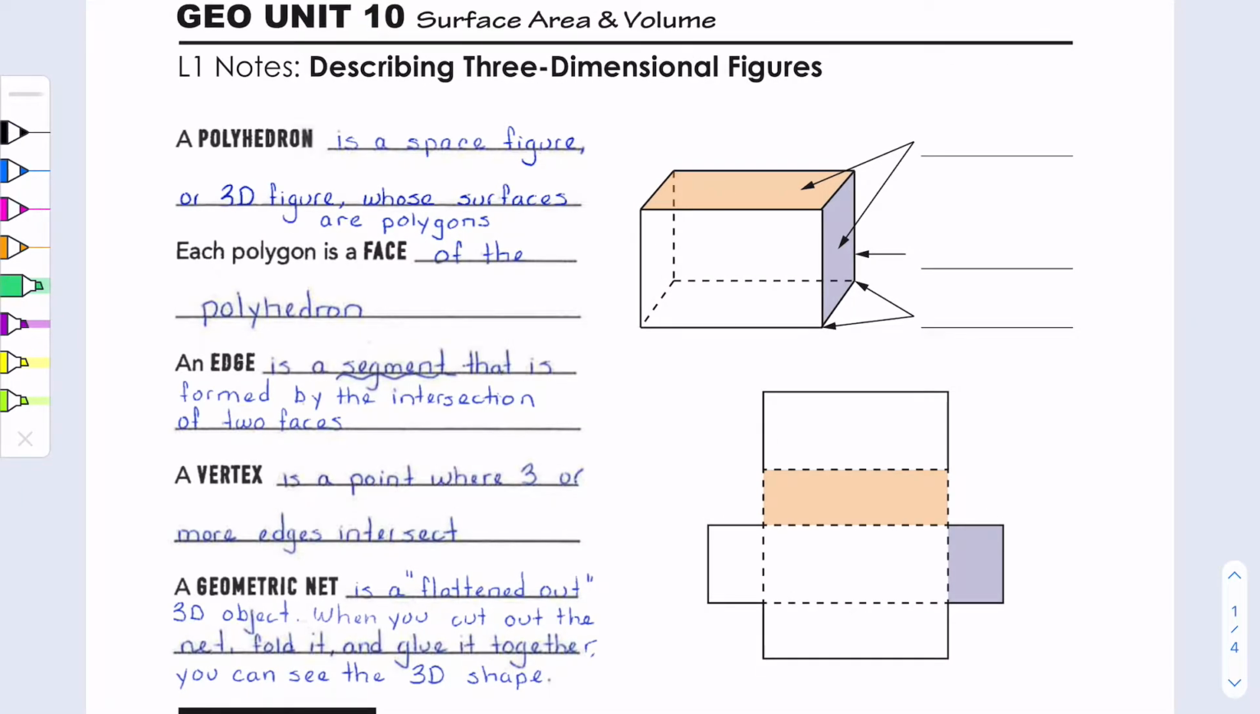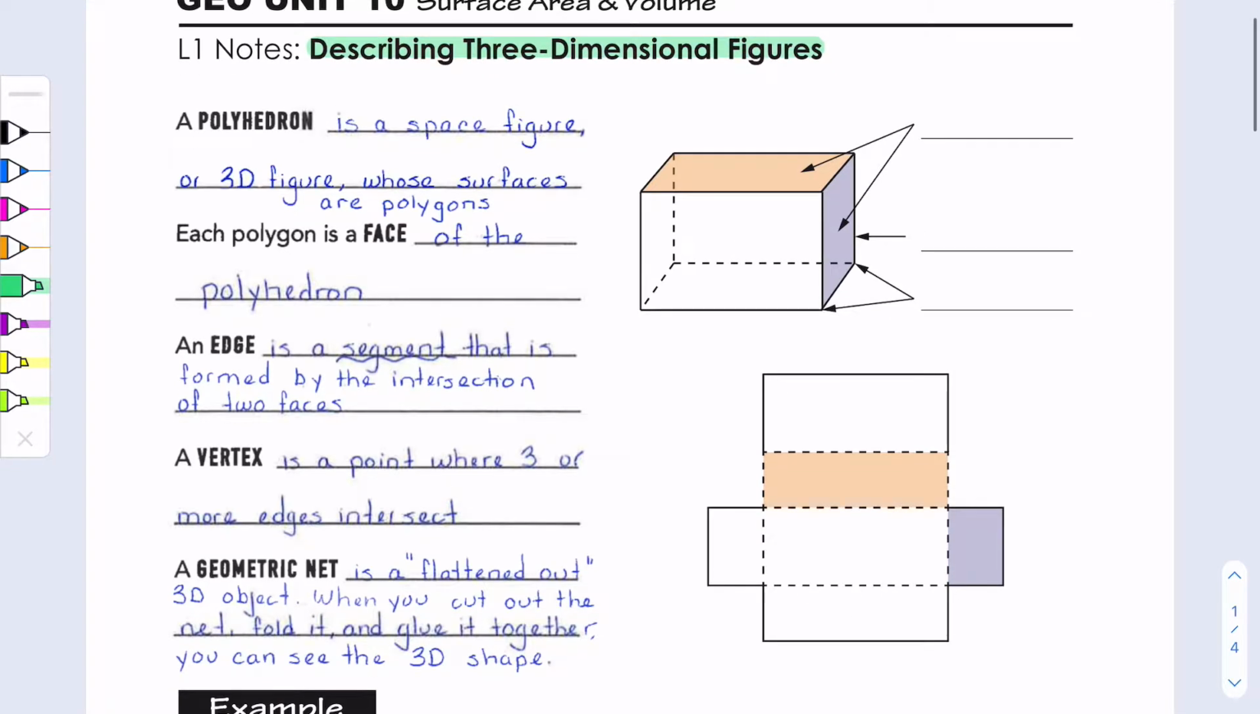Describing three-dimensional figures. We're going to start with some vocab words and we're going to label the diagrams as we go through.